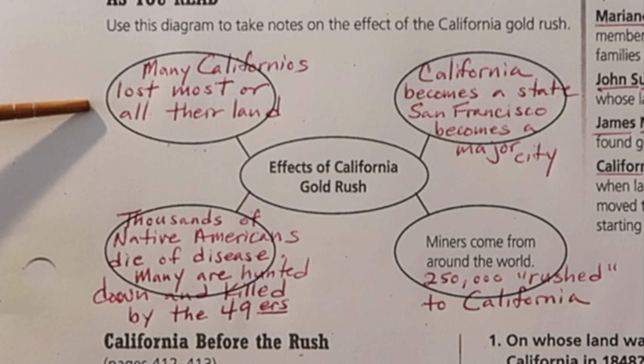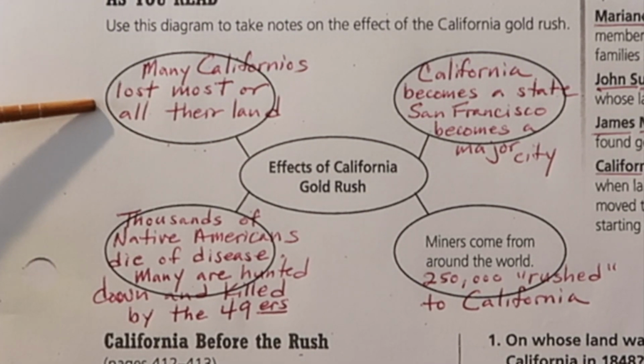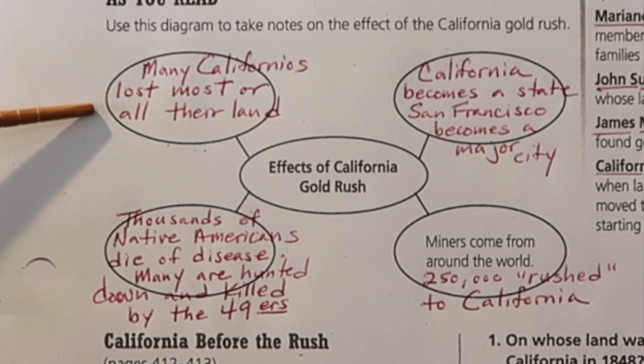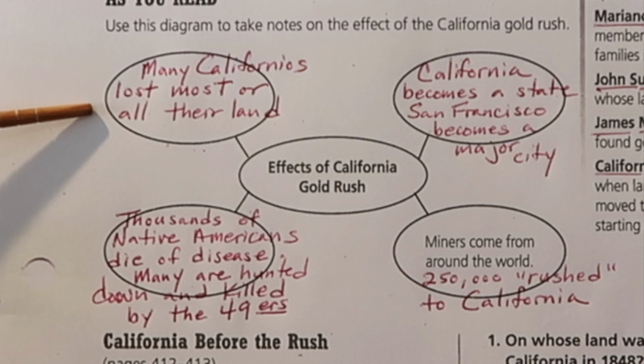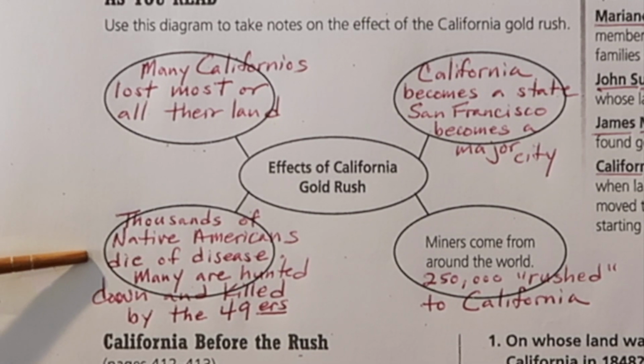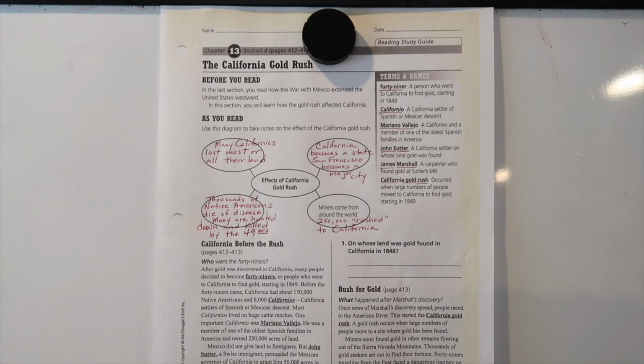Many Californios, which were the original inhabitants, well, actually the Spanish inhabitants and later Mexican inhabitants, lost most or all of their land. A lot of unfair treatment of the Californios. And then down here on this bubble, thousands of Native Americans die of disease. Many are hunted down and killed by the miners called the 49ers. So those are some positive and negative effects of the California Gold Rush.